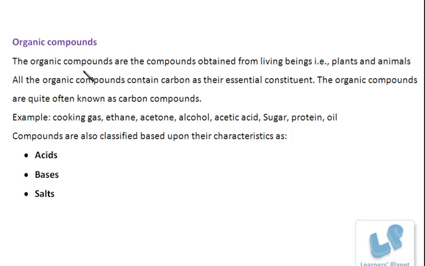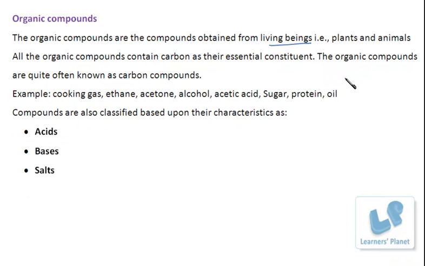Organic compounds. The organic compounds are the compounds obtained from living things, that is the plants and the animals. So the compounds which are obtained from plants and animals are called as what? Organic compounds. All the organic compounds contain carbon as their essential constituent. Do remember this thing. This is not applicable to inorganic compounds. But all the organic compounds contain carbon as essential constituent.